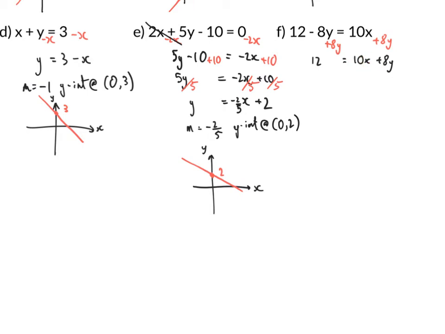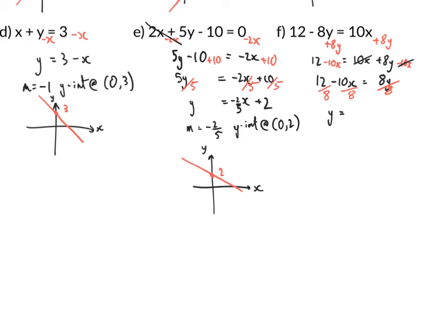I'm going to get rid of the 10x, so I will minus 10x from each side. So that'll give me 12 minus 10x on the left equals 10x minus 10x, which gives me no x's on the right. And it'll leave me with an 8y. I'm going to divide everything by 8, so I get a single y on its own. So the right hand side will become y, and I'm moving it over to the left.